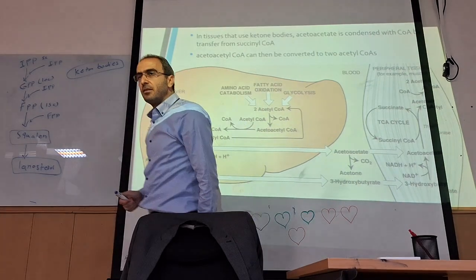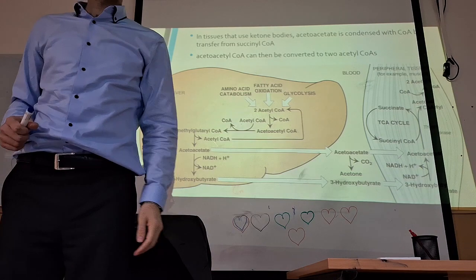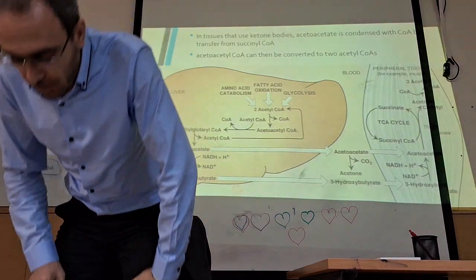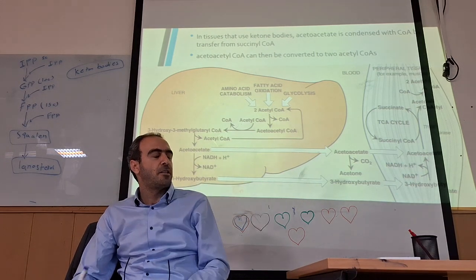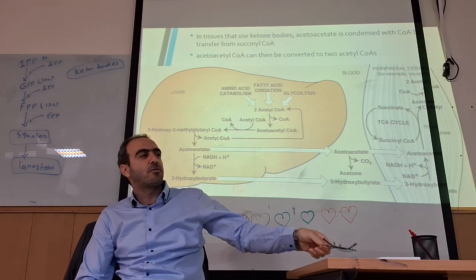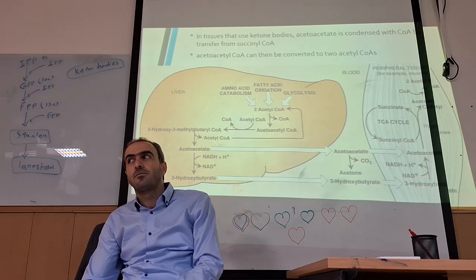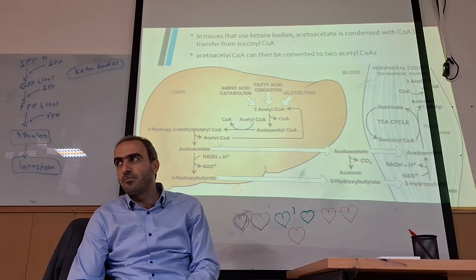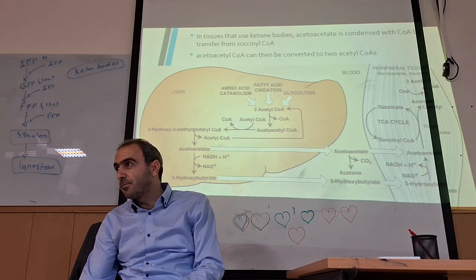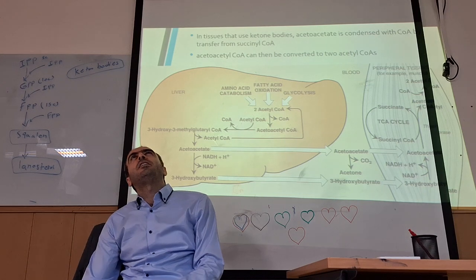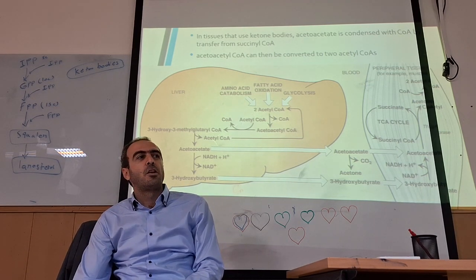So please answer this question. How much energy, or how many ATP, can be produced from ketone body? How many ATP or energy can be produced from ketone body? Not many. How much? 54.